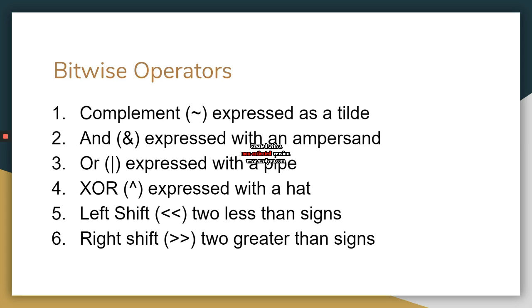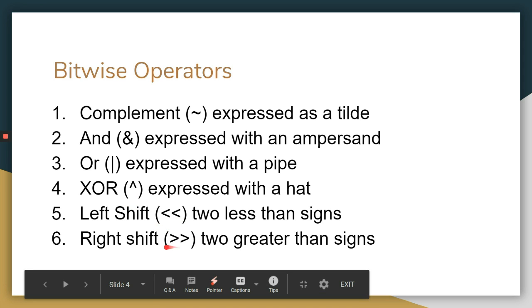I'm going to talk about all of them, but in our question for this video, we're only going to be using 3 of them. It's just a good idea to review all of them, just in case you have to use them elsewhere. All right, so we have 6 different bitwise operators in Python. We have the complement expressed as the tilde, the AND operator expressed with an ampersand, the OR operator expressed with a pipe, XOR expressed with a hat, left shift and right shift using less than or greater than signs.